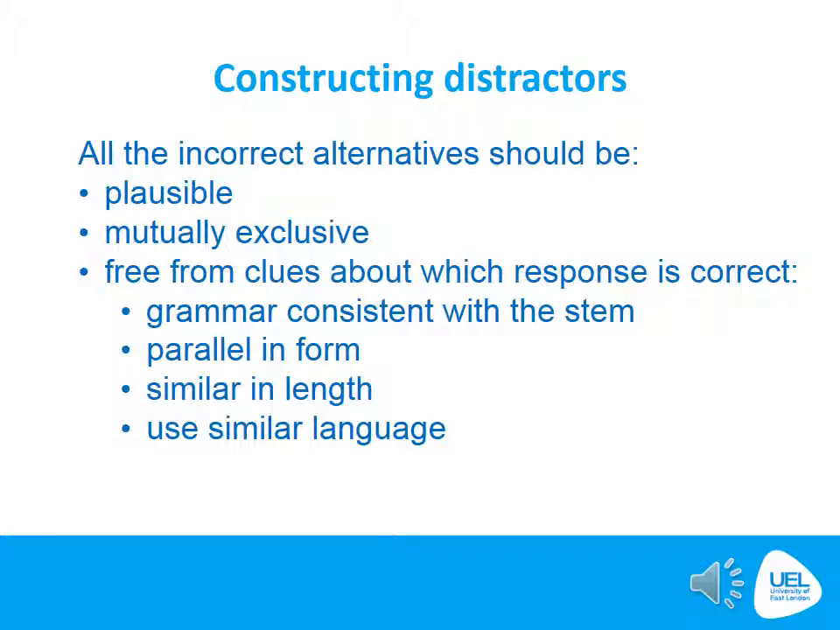You've probably got some ideas generated by those examples of things that you're personally going to avoid within your multiple choice quizzes. I'm going to sum up the ones that we've looked at specifically in my slides. So all your alternatives should be as plausible as possible. Mutually exclusive, so A should not be contained within C, for example. And they should be free as far as possible from clues about which of the responses is correct. So the grammar should be consistent with the stem for each of them. It should be roughly parallel in form, similar in length, using a similar level of technical language.